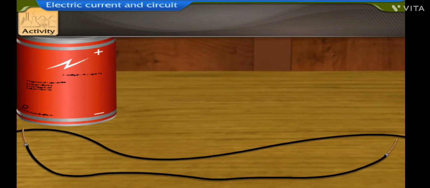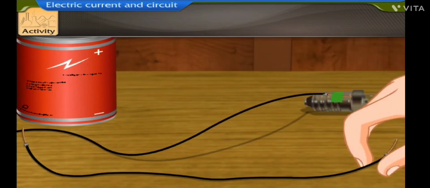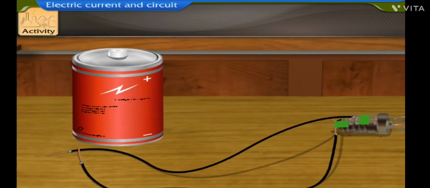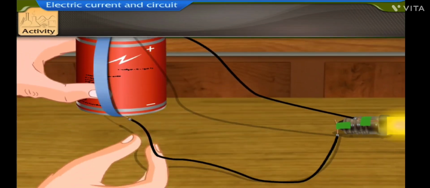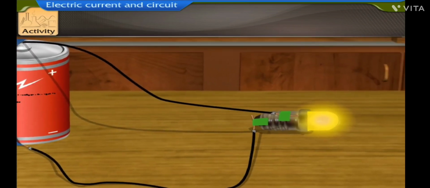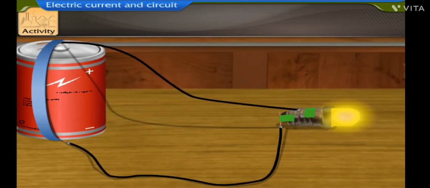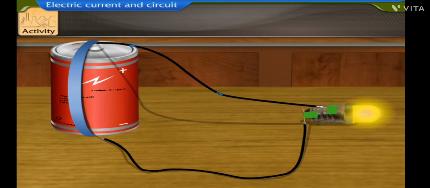Take two small copper wires and join their ends to a small bulb. Join the other two ends of the wires to a dry cell. Observe the bulb. The bulb glows. Here the electric current generated by the dry cell flows through the copper wires and hence through the bulb. The current passing through the bulb makes it glow.